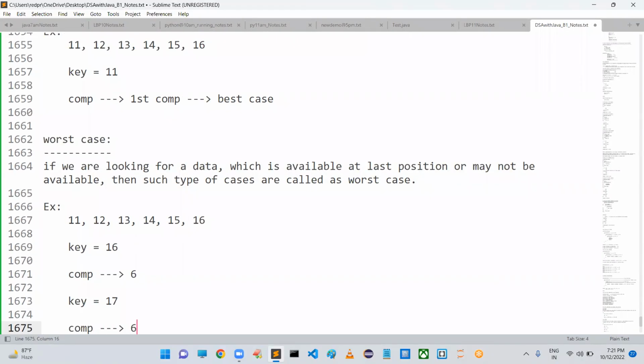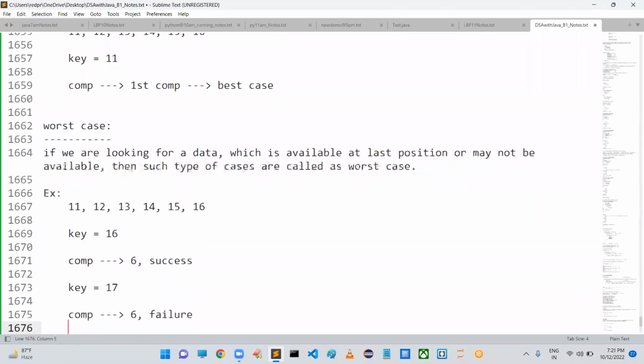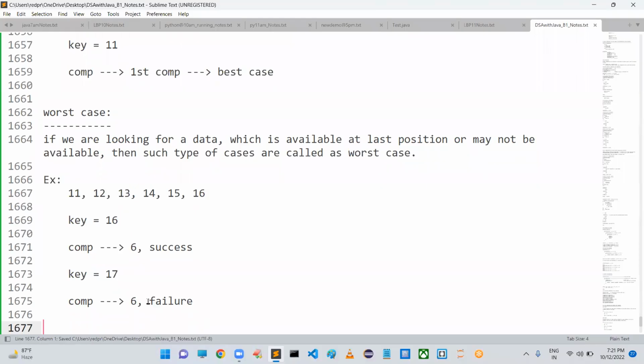So here we have to do 6 comparisons, but here after comparison, the result is nothing but a success. Here the result is nothing but a failure, because the data which you are looking for is not available, even after comparing 6 locations. But here, after comparing 6 locations, at the last location, the data is available. So remember only one point.